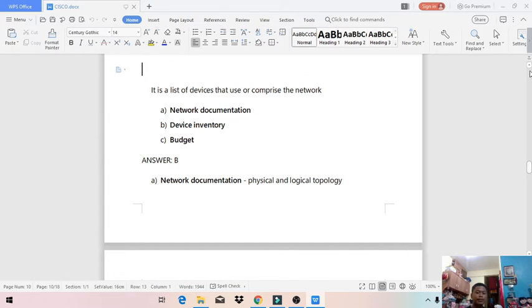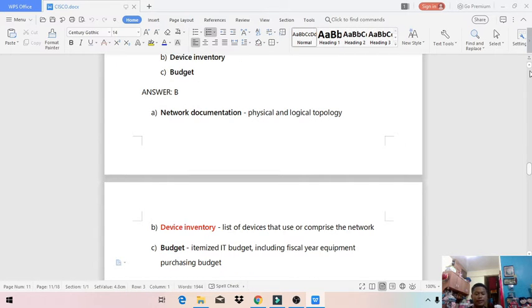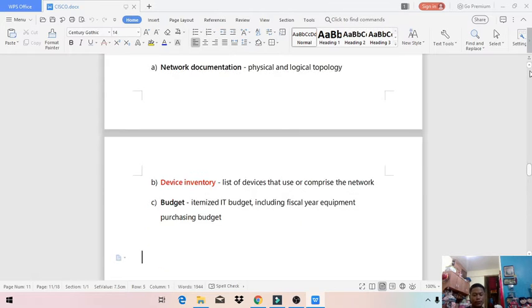Next is: it is a list of devices that use or comprise the network. Letter A is network documentation. Letter B is device inventory. Letter C is budget. So the correct answer is letter B, device inventory. Letter A, network documentation, is a physical and logical topology, and letter C is an itemized IT budget including the fiscal year equipment purchasing budget. The correct answer is letter B because it's a list of devices that use or comprise the network.